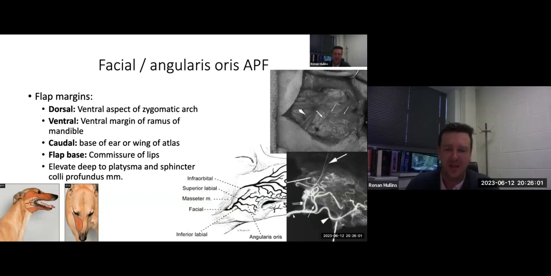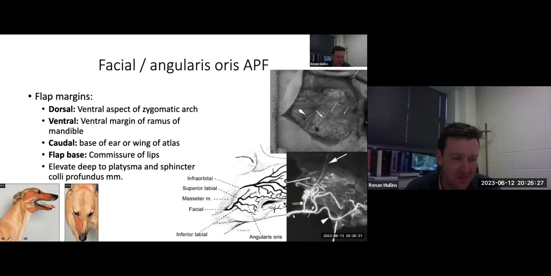So I think this is a very nice flap again for the sort of maxillary lesions here, or lesions in the mandible. So this flap is described in the literature as the facial or the angularis oris. In terms of the different ways you can use this flap, you can use its actual skin to rotate into these areas here highlighted in orange.